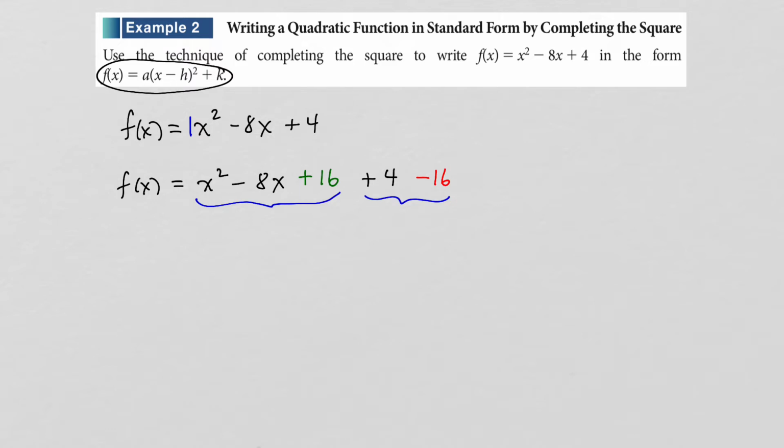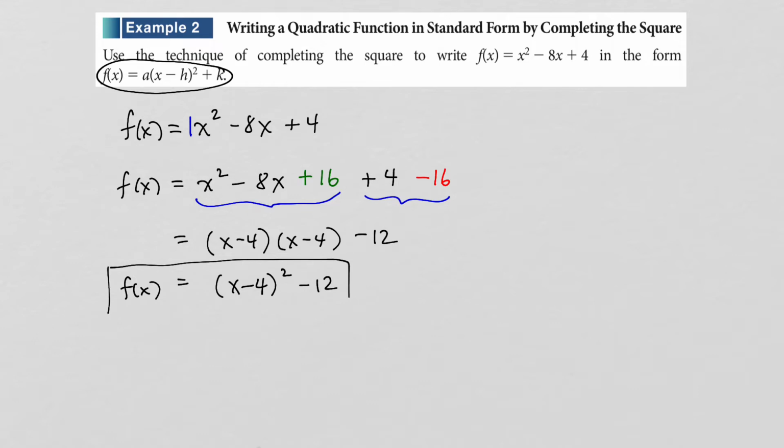So when you factor this, you get x minus 4 times x minus 4, and then positive 4 take away 16 is negative 12, and this is x minus 4 to the second power minus 12. And now we have put this quadratic function in standard form, and the vertex is positive 4, negative 12.